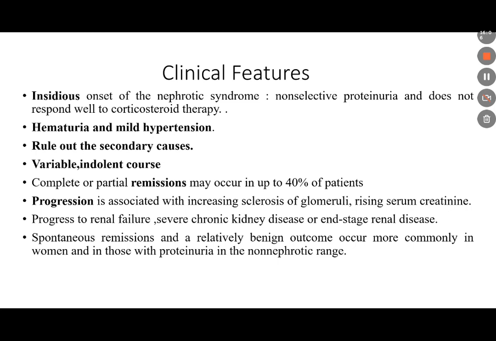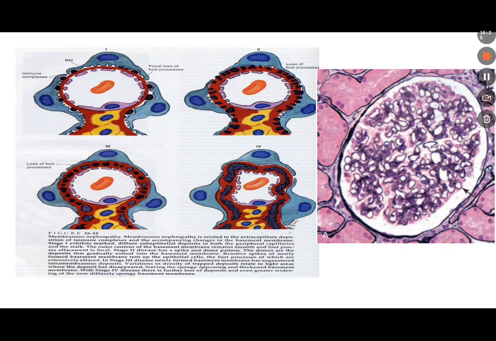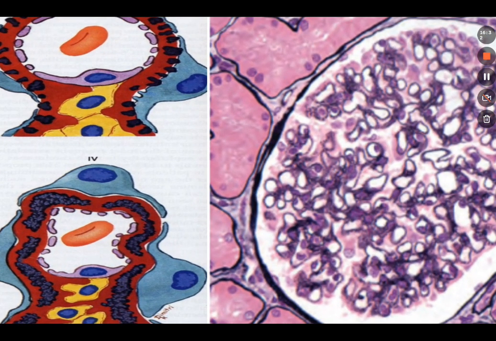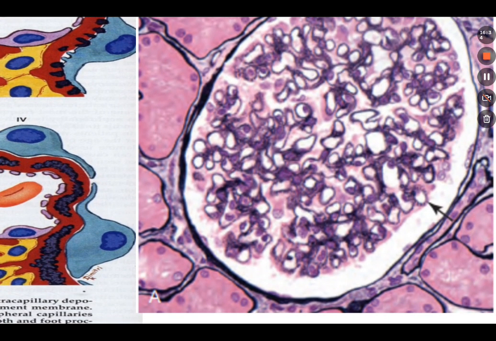Remission can occur in 40% of the patients, but there is a possibility of progressive disease, and it will progress to renal failure, chronic kidney disease or end-stage kidney disease. Sometimes, if patients have proteinuria in the non-nephrotic range, they can have spontaneous remission and a relatively benign outcome. This is your silver stain on the right side, which is showing the membrane thickening.